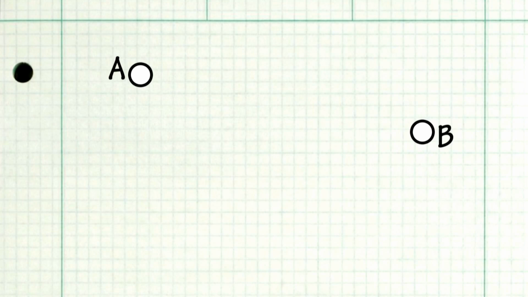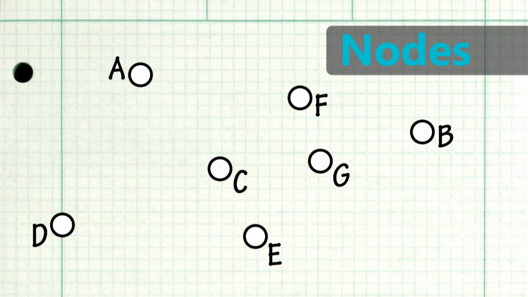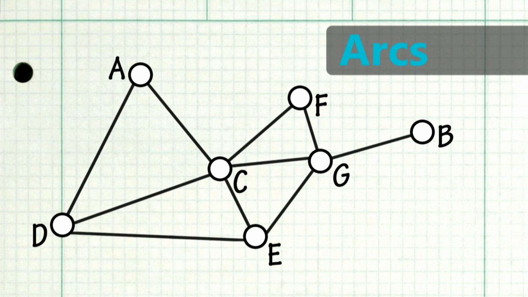In graph theory, a graph represents a set of objects. Here, each object is represented by a letter. These objects are called nodes. The relationship between these objects, or nodes, is represented by lines called arcs. Let's connect the objects that have a relationship between them.